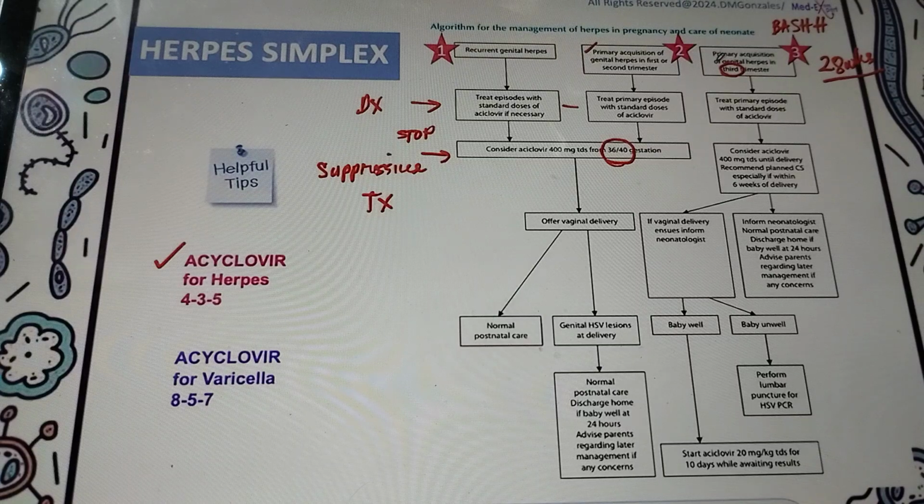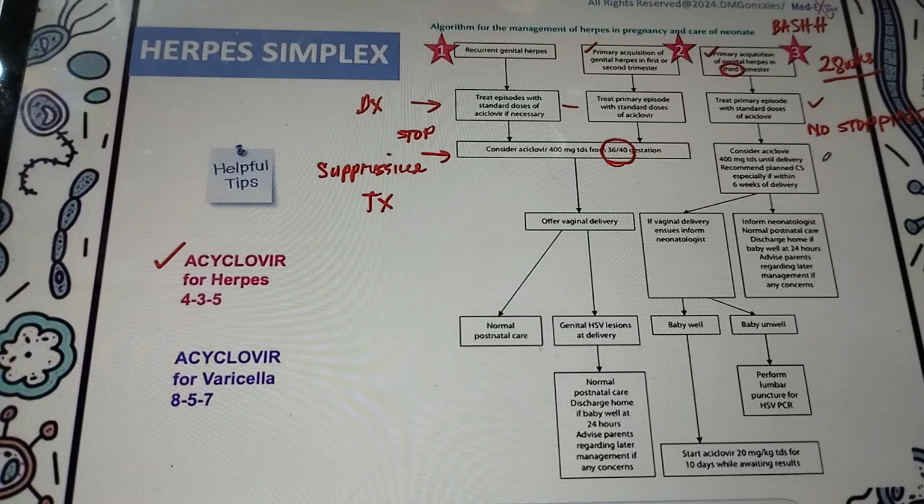Okay, so beginning at 28 weeks, when the patient got primary herpes, you will treat with standard doses of acyclovir, but there's no stopping. That means you continue treatment until delivery. So that's the main difference between scenario 1 and 2. Upon diagnosis, you treat, and then you stop, and then resume treatment at 36 weeks until delivery. While in the third trimester, you treat upon diagnosis and no stopping, continue until delivery. Especially if it is within 6 weeks of delivery.